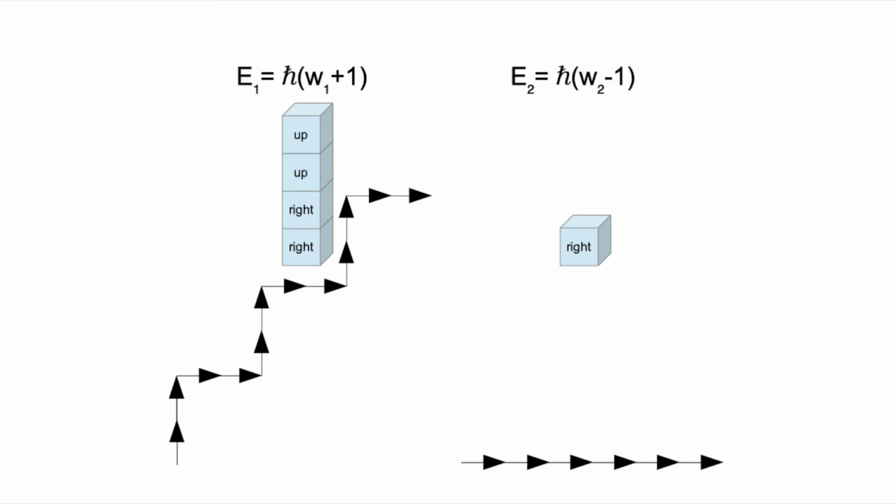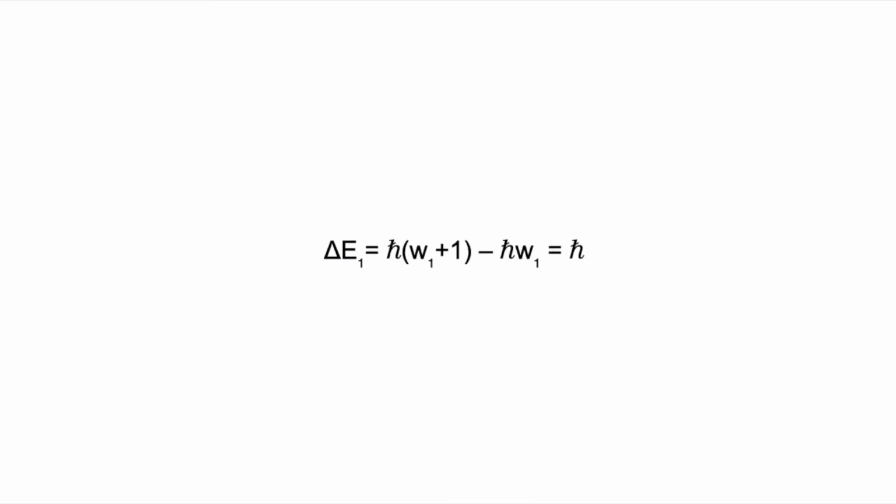The change of E1, delta E1, equals reduced Planck's constant multiplied by W1 plus 1 minus reduced Planck's constant multiplied by W1, which equals reduced Planck's constant. So the result of any interaction will be energy update for each particle. The delta will be equal to the reduced Planck's constant, and that will also cause the particle momentum or position update. So how can we explain the Heisenberg uncertainty principle?